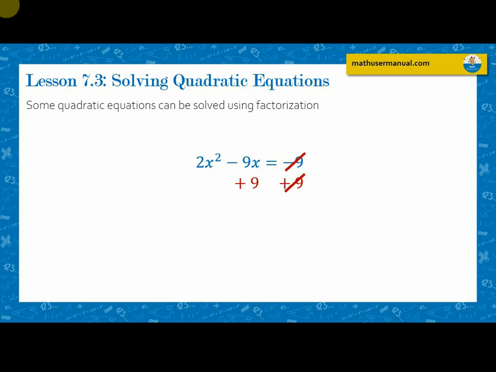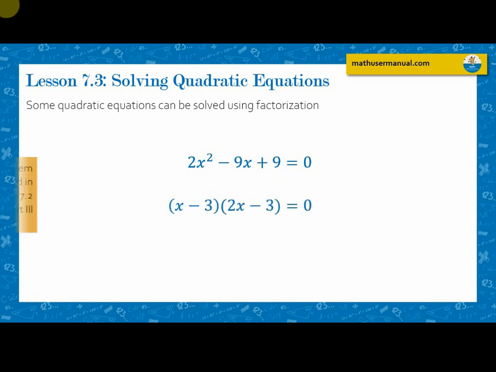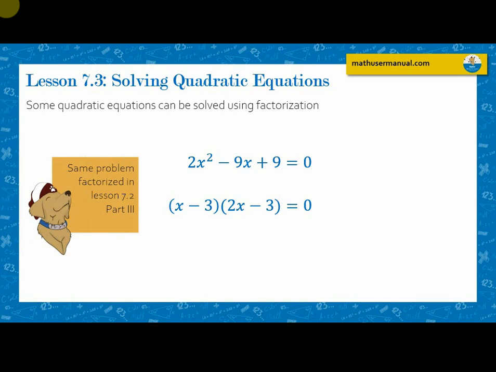Now, because there are no like terms on the left side, we just get a big quadratic equation of 2x squared minus 9x plus 9. Nothing combines. But the good thing is, now this quadratic equation is equal to 0. Because it's equal to 0, we can proceed to get the factors of the quadratic. And this is exactly the same problem we factorized in part 3 of lesson 7.2. So if you want to review the factorization process, just take a look at lesson 7.2, part 3.